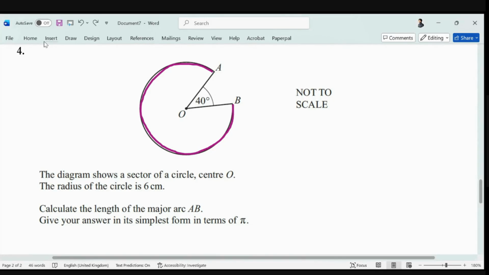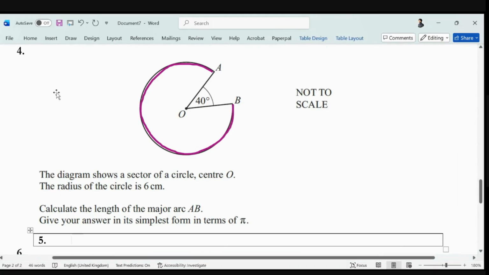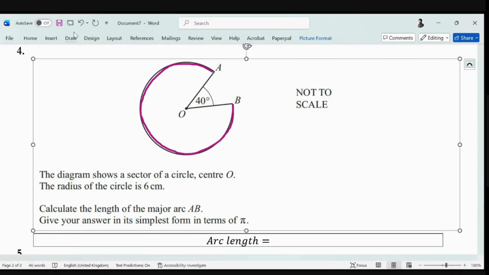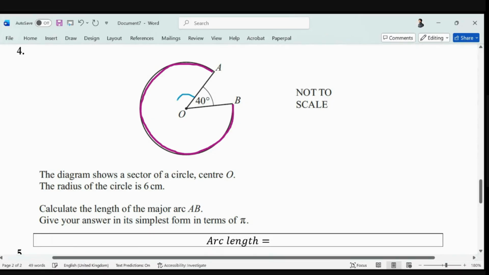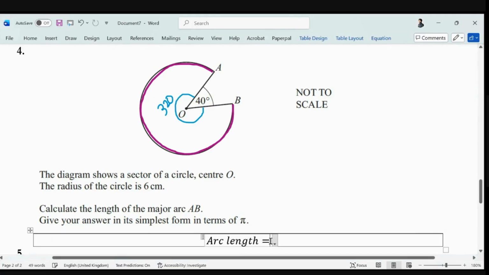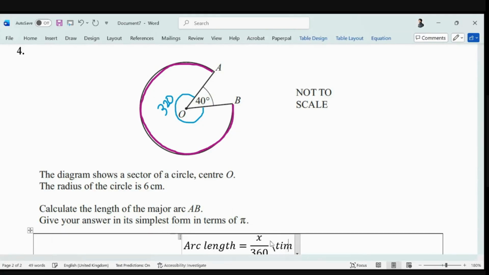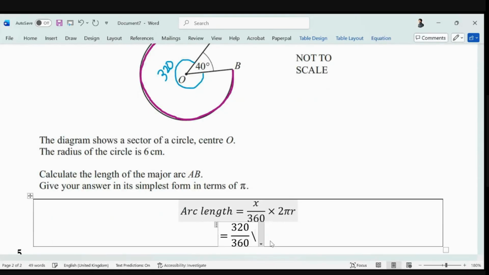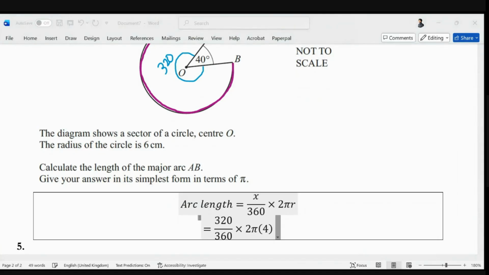We simply take the fraction of the circle and we multiply it by 2 pi r. So for arc length, the angle at center is x. 40 is the angle, this angle AB. So this will be 360 minus 40, so this will be 320. So that is x upon 360 into 2 pi r. x is the angle at center. In this case, it will be 320 times 2 pi and then radius is 4. Can you simplify this and tell me the arc length that you end up with?